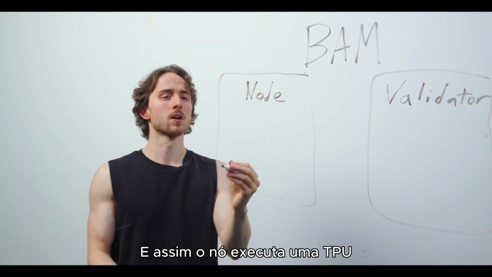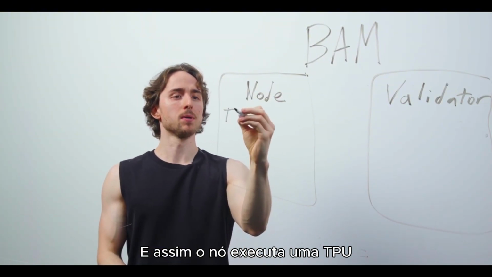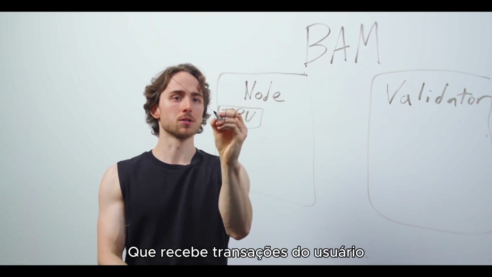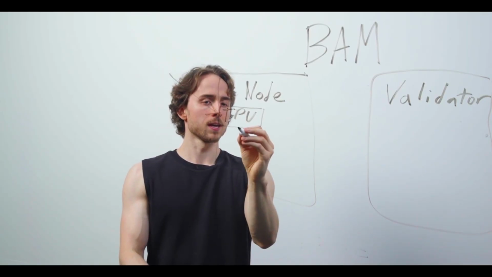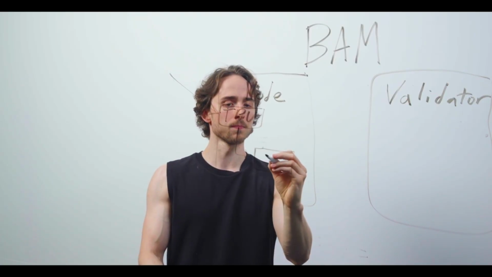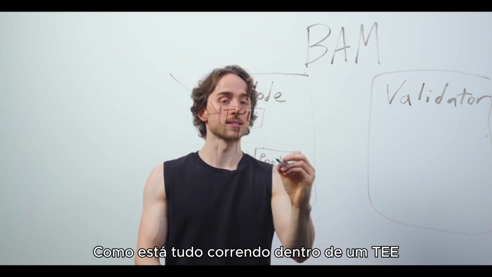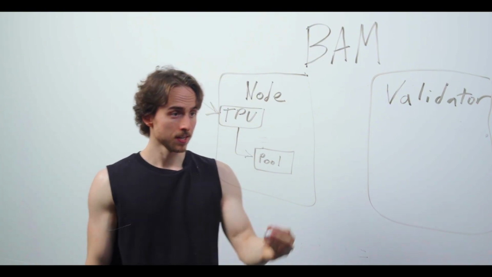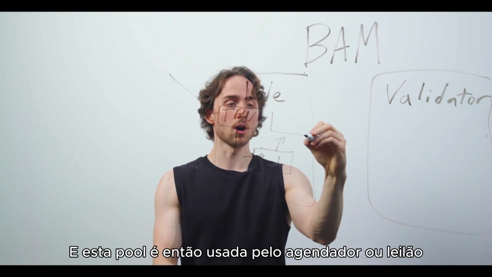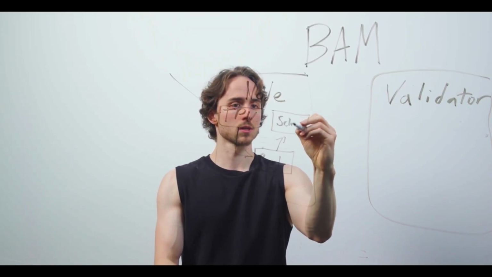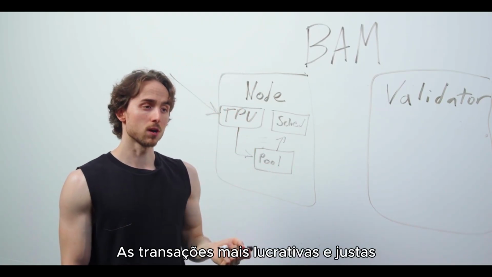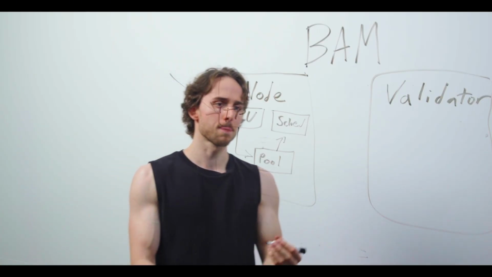And so the node runs a TPU, a transaction processing unit, which receives user transactions. Those transactions are submitted into a secure pool, as it is all running inside a TEE. And this pool is then used by the scheduler or auction to select the most profitable and just the best transactions.